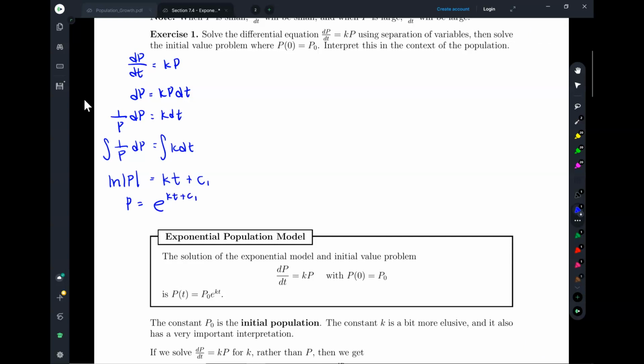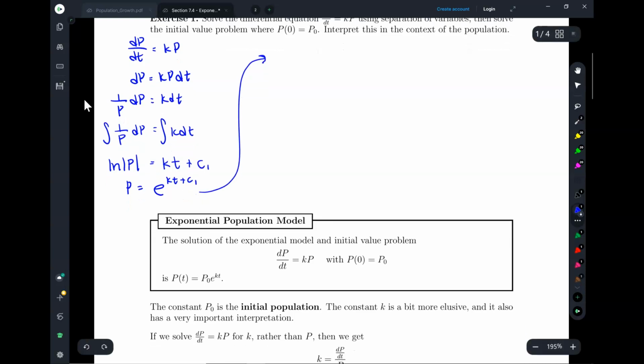But we can kind of rewrite this a little bit. I'll come over here. If you think about rewriting this, you can think of it as multiplying by e to the c sub 1. So I'm just going to say, let e to the c sub 1 be c, some other arbitrary constant, right? So I can write this then as c e to the kt.